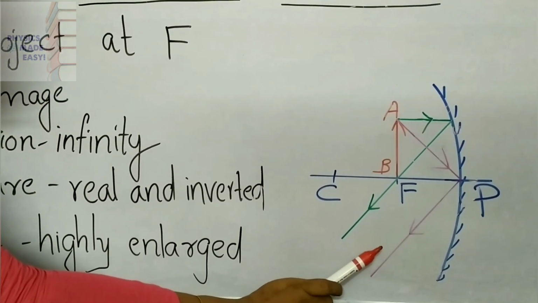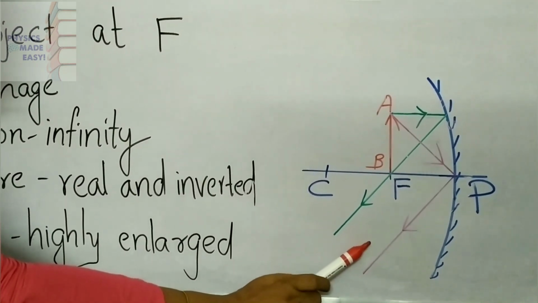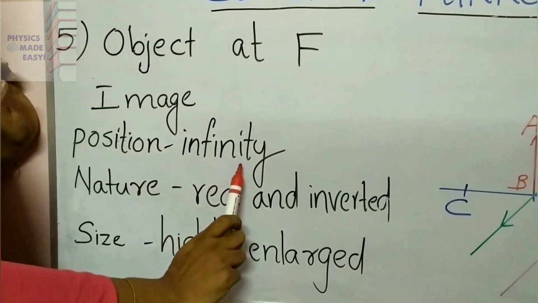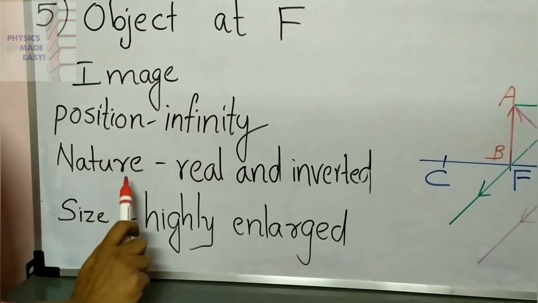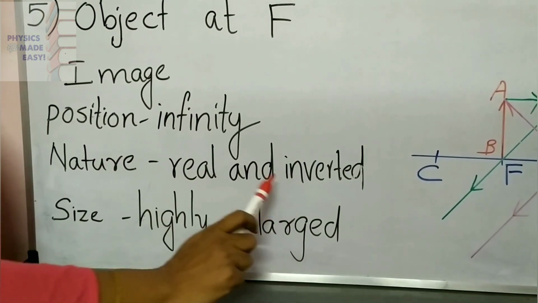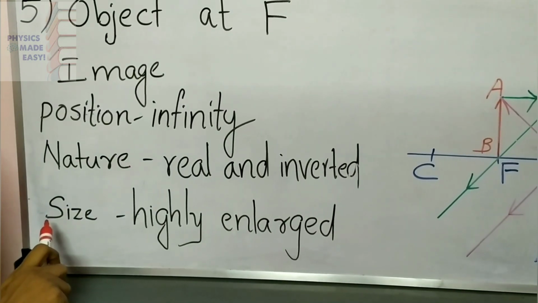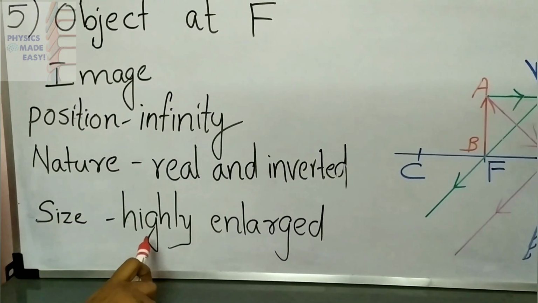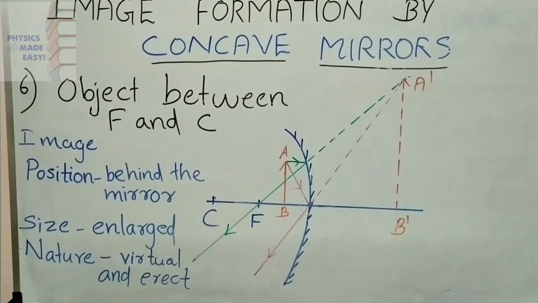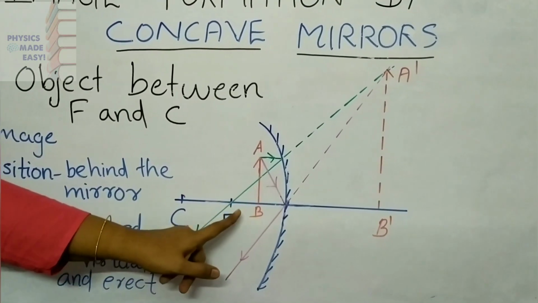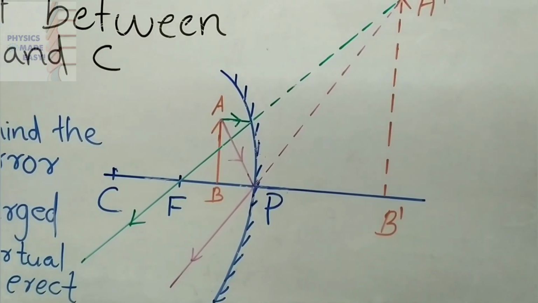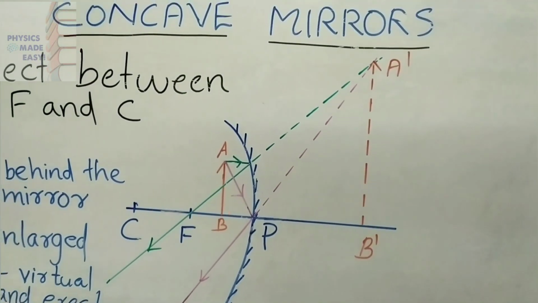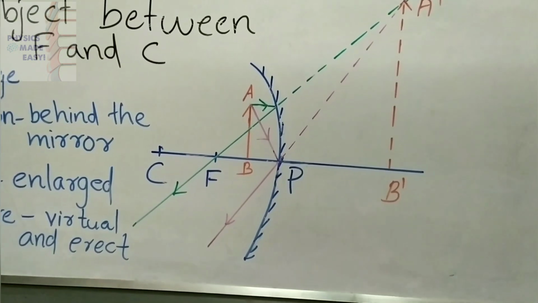That means here these two rays are not intersecting. From this you can understand here you are getting the image at infinity. Position of the image is at infinity. Nature we can say real and inverted. Then size of the image is highly enlarged. Here you can see the object is placed between P and F, between pole and principal focus of a concave mirror. Where will you get that image?